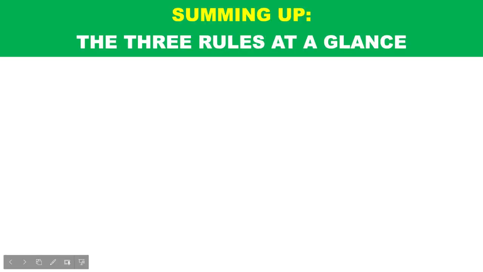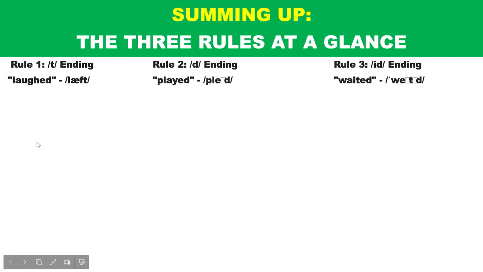Okay, now summing up the 3 rules at a glance. We want to look at the 3 rules at a glance. Rule number 1, you have T ending, and rule number 2, D ending, and rule number 3, id ending. Let's look at the examples. Laughed, laughed. That's rule number 1, ending in T. The T representing the ed.